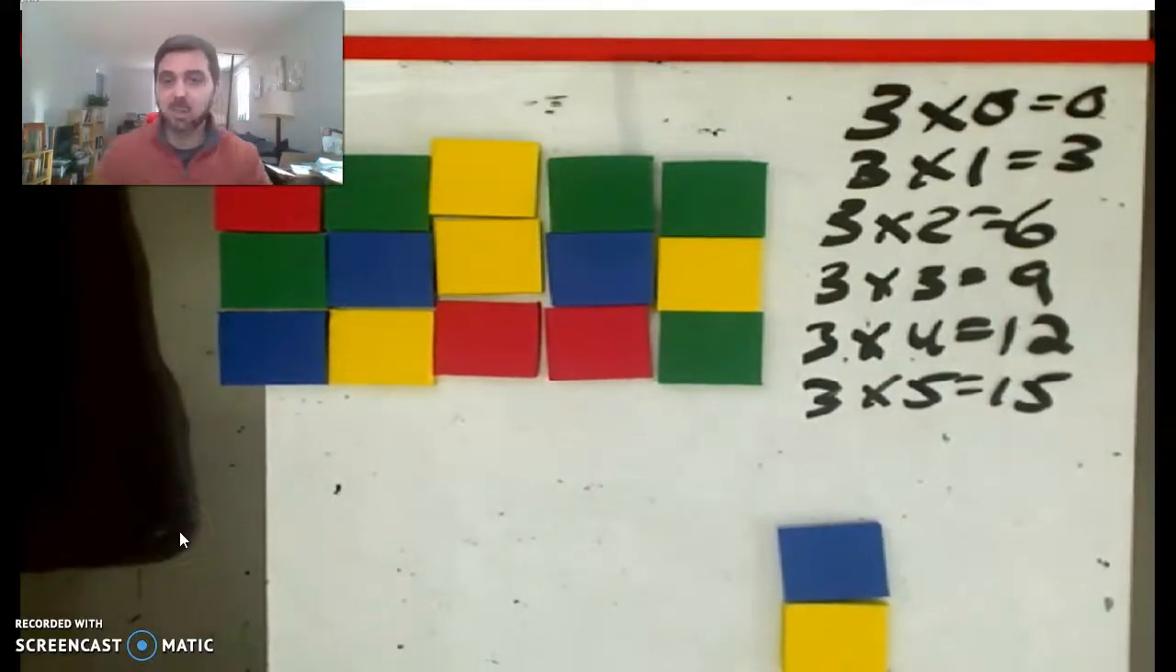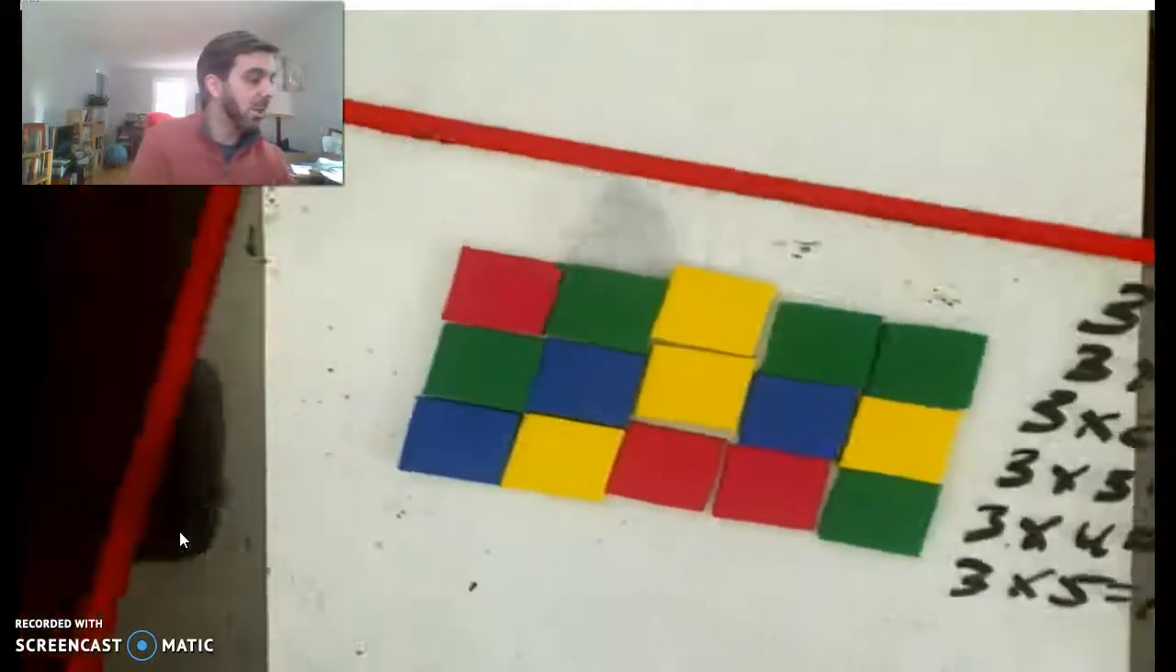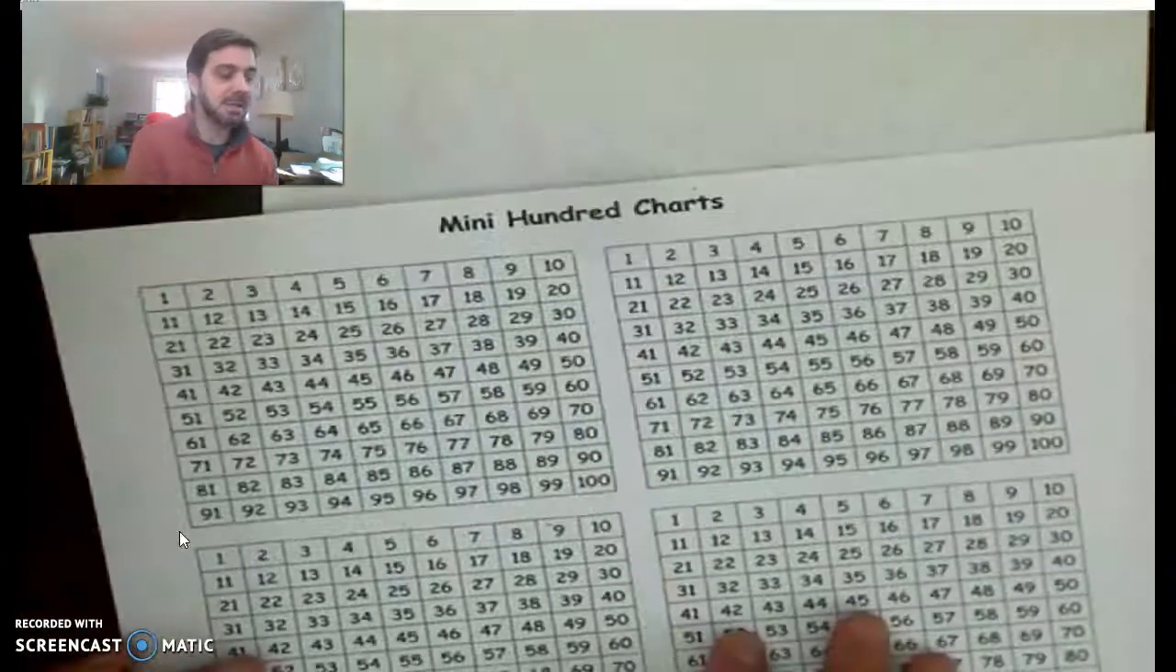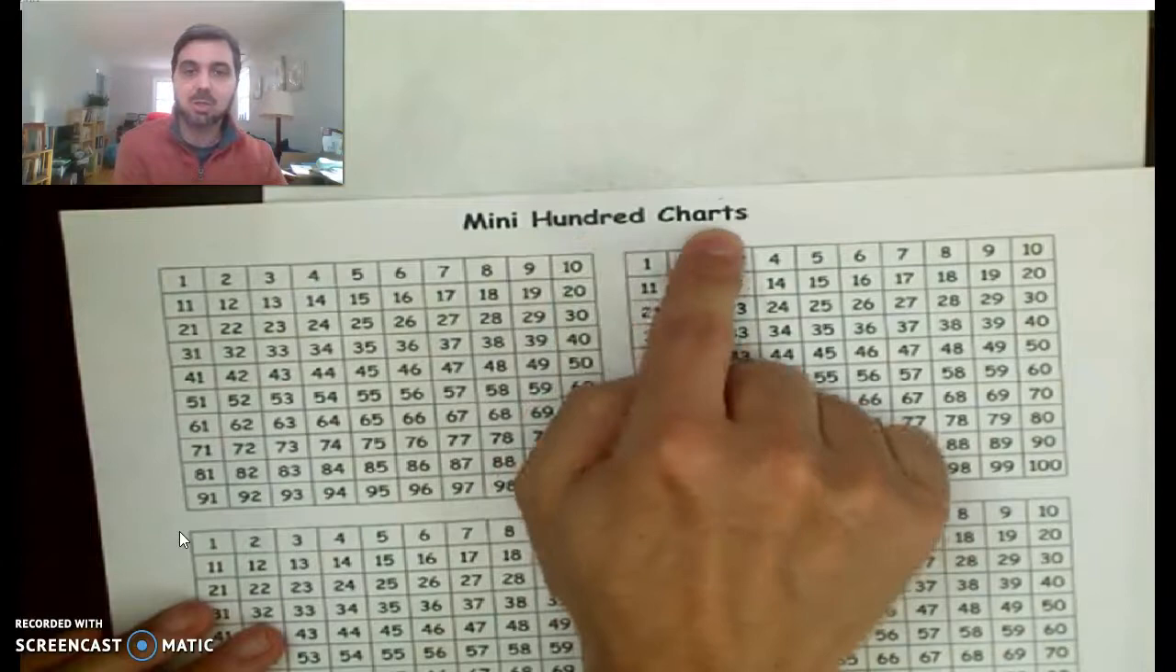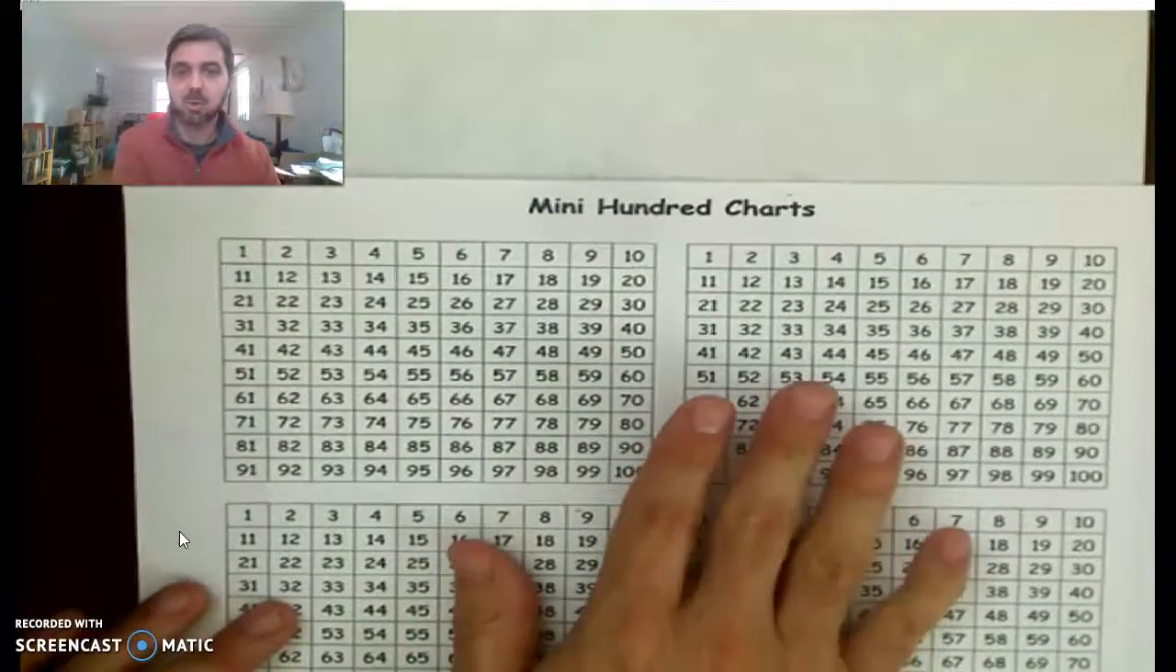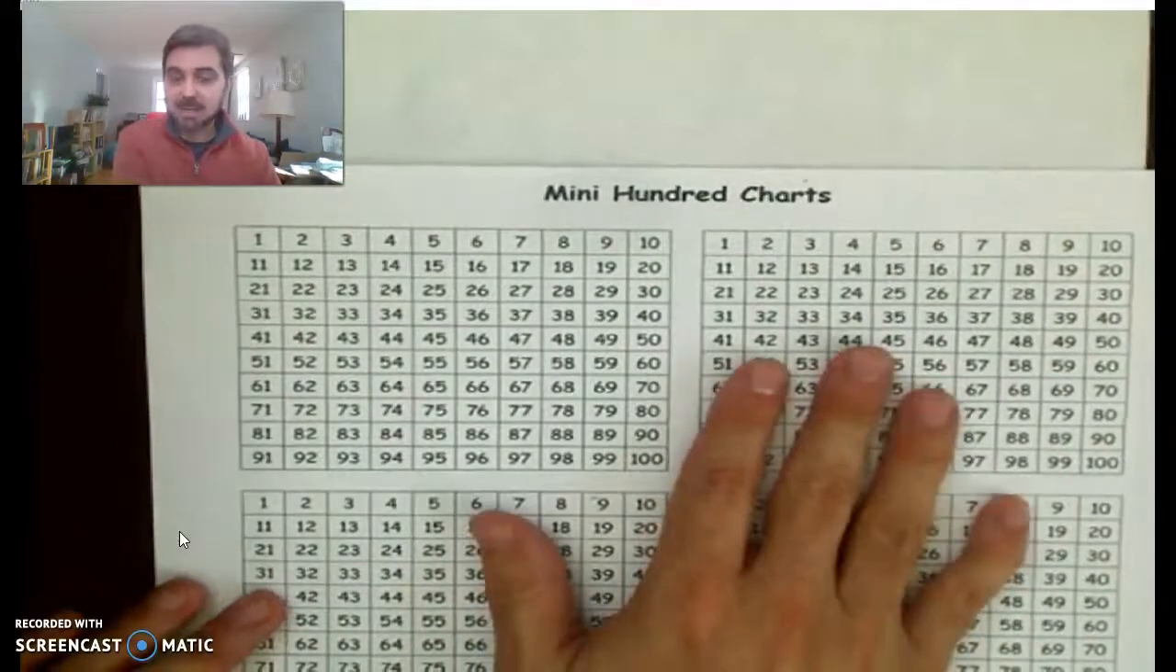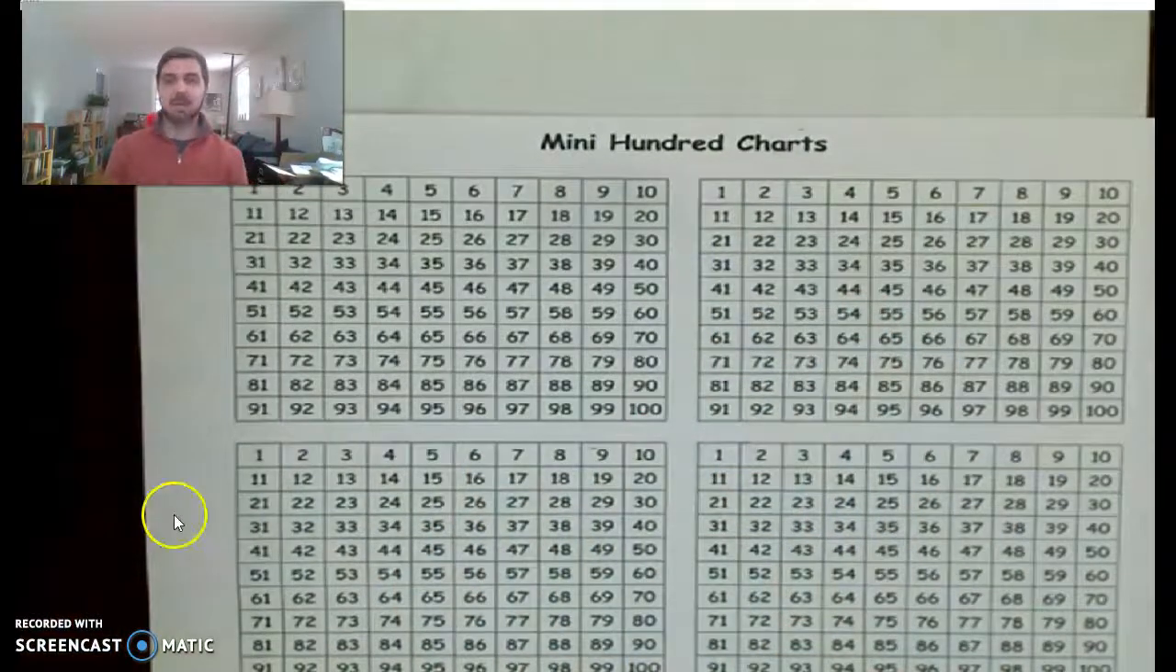But we're not going to be using square inch tiles as much today. What I would like you to do is please take out in your math packet, we're going to be using this a lot. It says many hundreds charts. So please take this out, and when you have it out, please come back and we will discuss it. All right, see you soon.